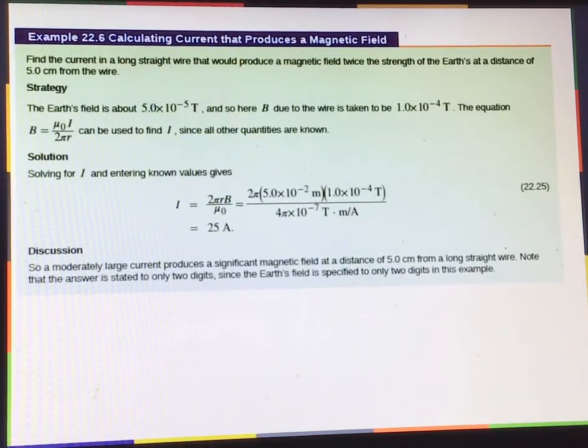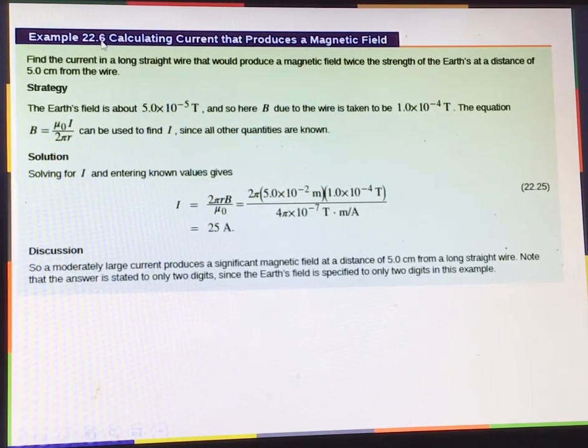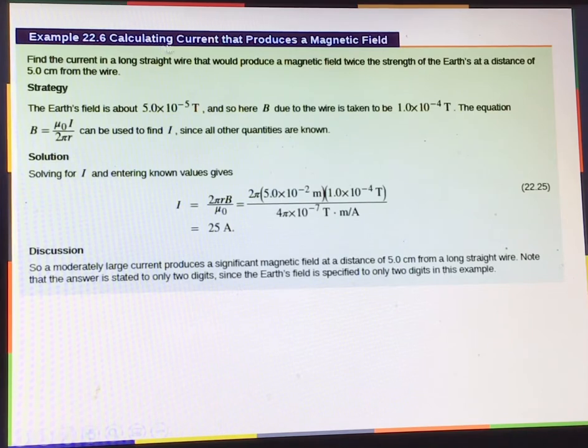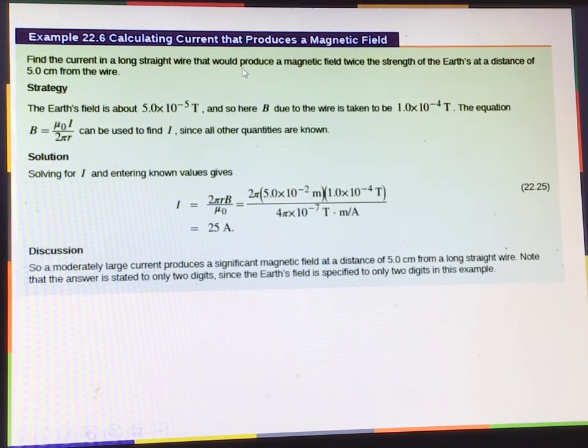So now let's look at one example here. This is example number 22.6. I want to calculate the current that is needed to produce a given magnetic field. For example, we assume that we have a very long straight wire and want to calculate what amount of current I need to produce a magnetic field that is twice the strength of the Earth's magnetic field at a distance of 5.0 centimeters from the wire.